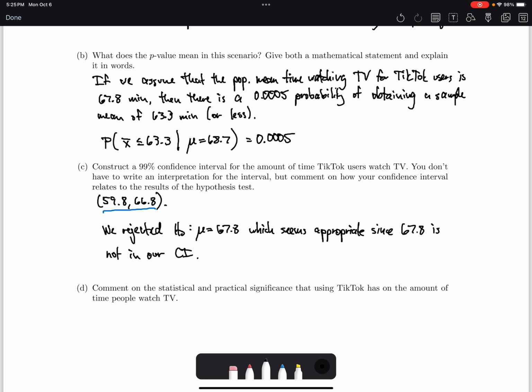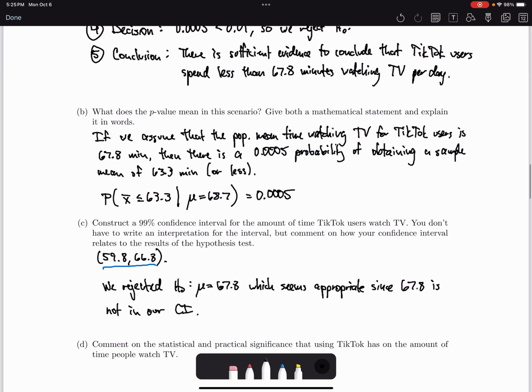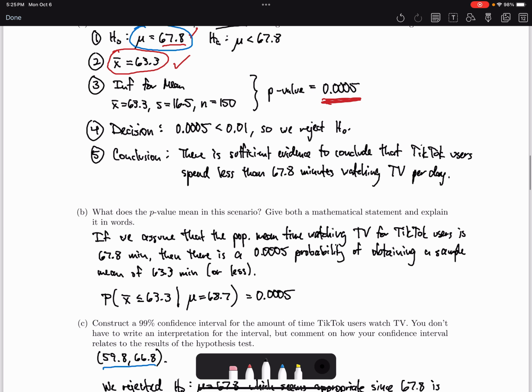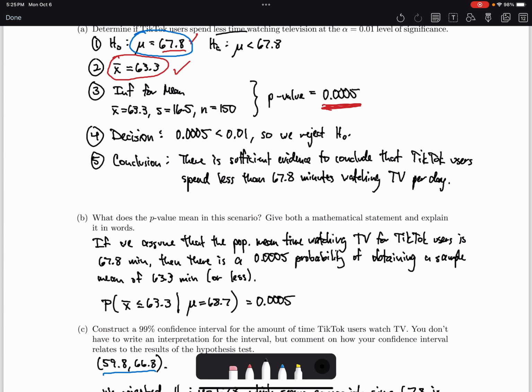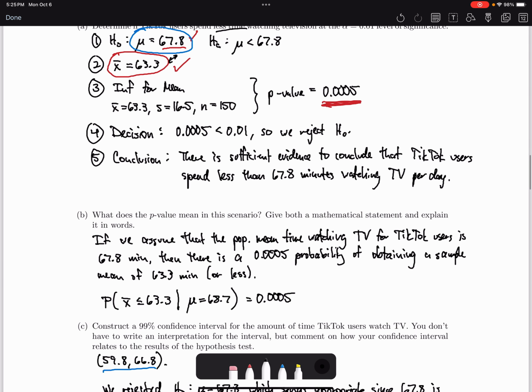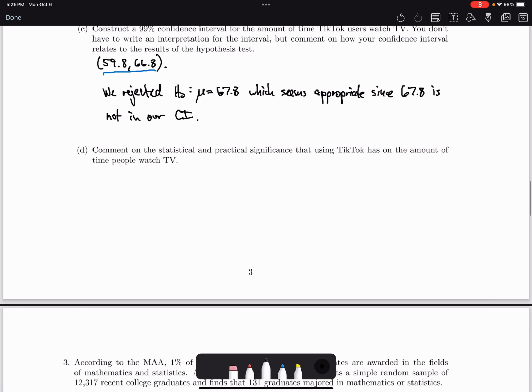Okay, part D, comment on the statistical and practical significance that using TikTok has on the amount of time people watch TV. Okay, well, it's definitely statistically significant, right? TikTok users spend less time watching TV. As far as practical significance is concerned, well, yeah, they watch less TV, but not that much less. Look at this. We're talking about like a 4-minute difference. I mean, that's just not that much less. So I would say, yeah, it's statistically significant, not very practically significant. What difference does 4 minutes make when you're talking about watching an hour-long show or something?